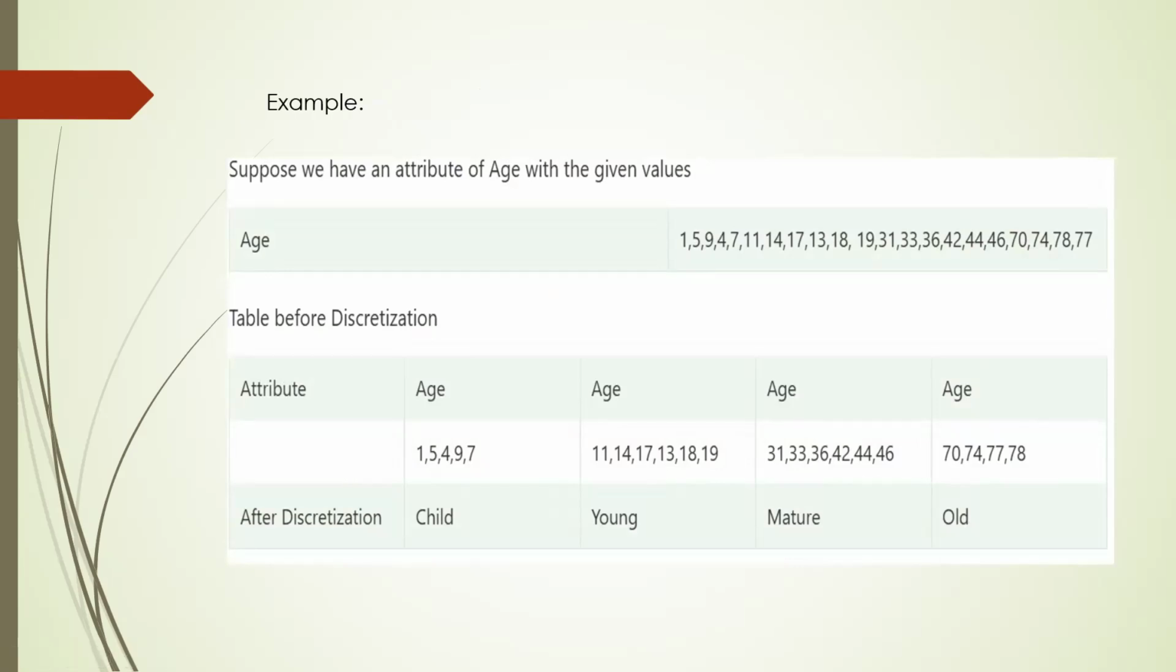Let's see the example of discretization. Suppose we have an attribute of age with given values. There are continuous values of age like 1, 5, 9, and so on. The table before discretization is like this. After discretization, the age is divided into different intervals. For 1, 5, 4, 9, and 7, this is categorized as child, and for teenage it is named as young, and for 31 to 46 it is named as mature, and 70 to 78 it is old.